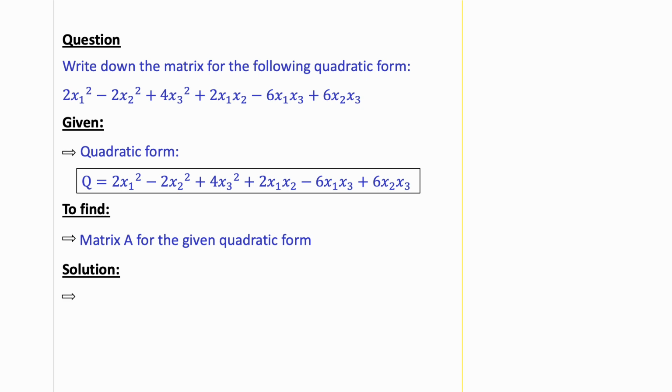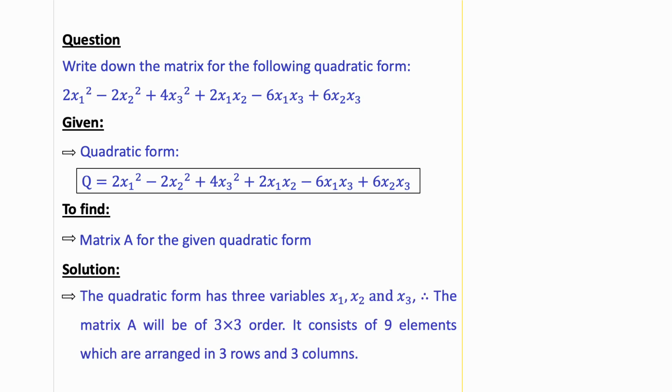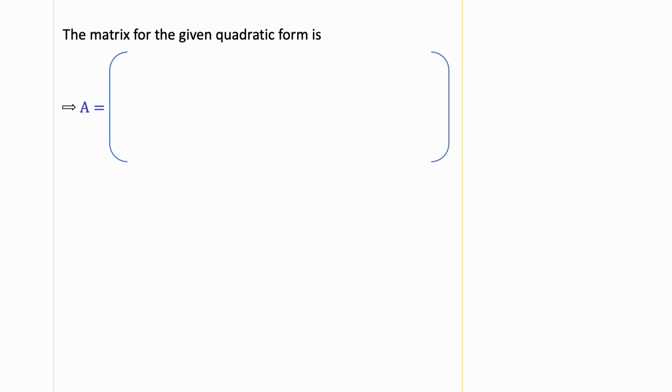The solution: the quadratic form has three variables x1, x2 and x3. Therefore, the matrix A will be of 3 by 3 order. It consists of 9 elements which are arranged in 3 rows and 3 columns. The matrix for the given quadratic form is A equal to, it will have 3 rows and 3 columns.